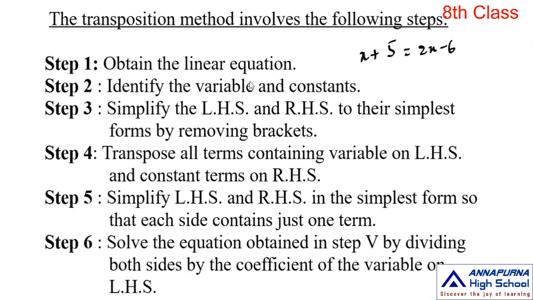Okay, now identify the variable and constants. Here what are the variables and what are the constants? Here x is the variable. On both sides we have only x. So this is a linear equation in one variable. x is the variable and constants are 5 and minus 6. Actually 2 is a coefficient, but it is a constant.